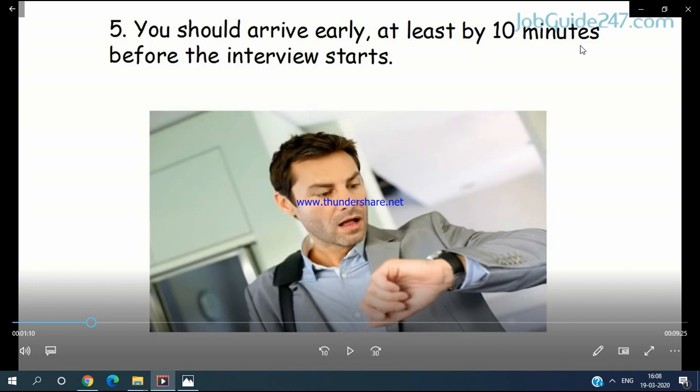अगर पहले दिन ही आप देर हो गए और आप 10 मिनट देर से पहुंचे, 15 मिनट देर से पहुंचे, आप उसके बाद चाहे कोई भी excuse दे दो, the interviewer will not be happy with that. So try to reach on time or before time. At least 10-15 minute पहले अगर हम पहुंच जाते हैं, that is good. Okay. So please try to reach on time always whenever you are going for the interview.